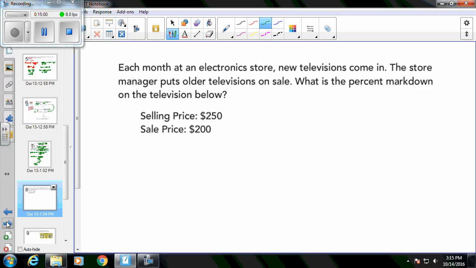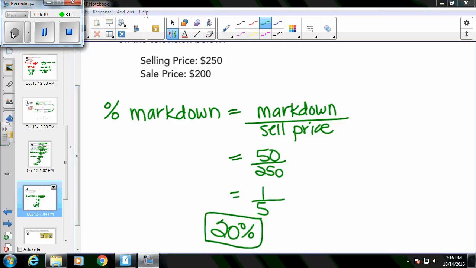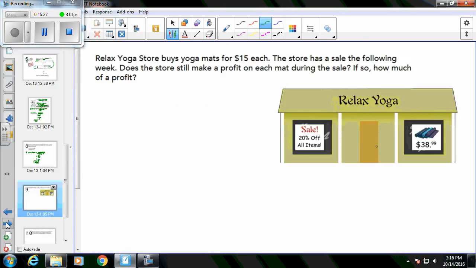Here's an example of markdown, and it's pretty straightforward. So I want you to try it, and then I want you to come back. Okay, nice and straightforward. I wrote my formula, I substituted in, the markdown was $50 over the selling price of $250, which simplified to 1/5. And we know 1/5 is 20%. Okay, 2 more slides.